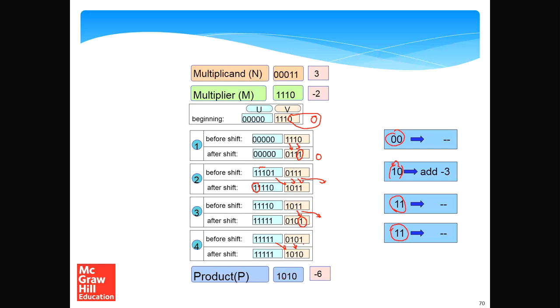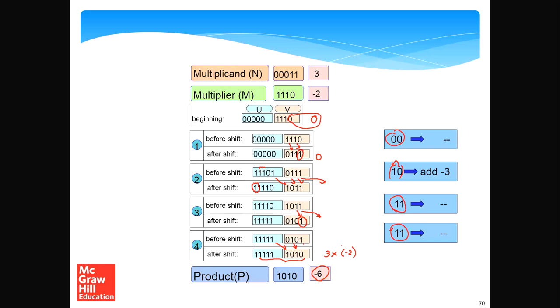So the final product, if you consider a 4-bit system, is 1010, and 1010 is minus 6. And if we consider an 8-bit system, it's basically 1010 sign extended, which is still minus 6. Is minus 6 the correct answer that we expect? Of course, this is what we expect. 3 times minus 2 is minus 6.